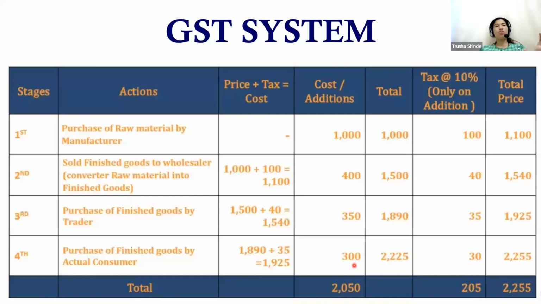Now he has given that particular product for rupees 2225. That is the cost at which he has got that particular product, and his additions to it. Now on the additions, we are going to calculate the taxes, that is 30, and the final product price is 2255. At this price, we will be getting that particular product.